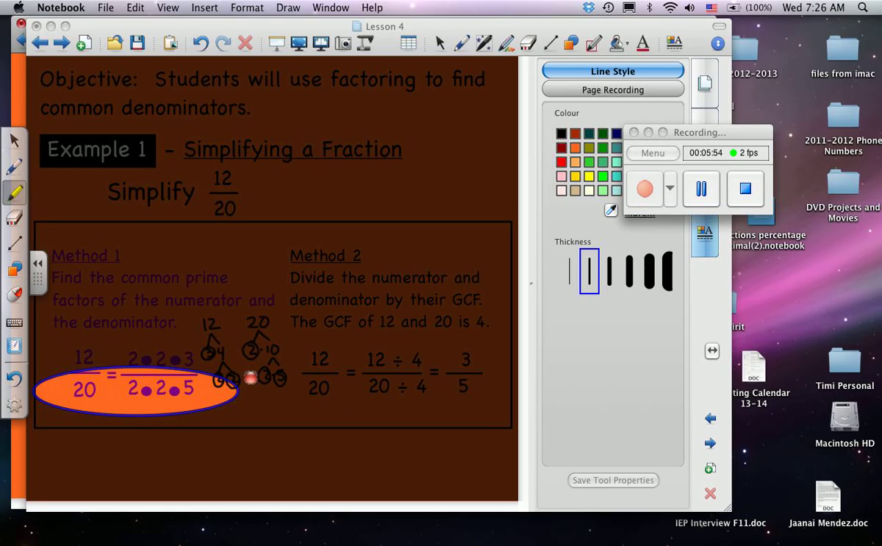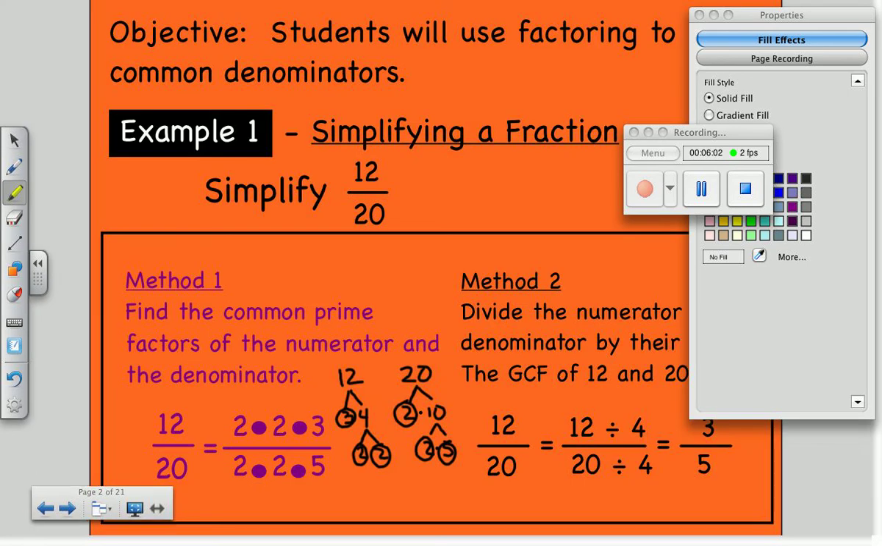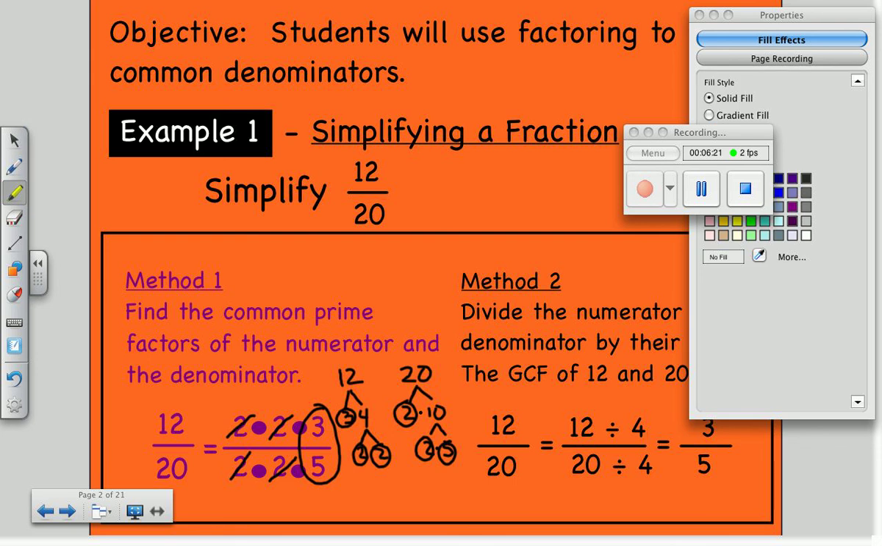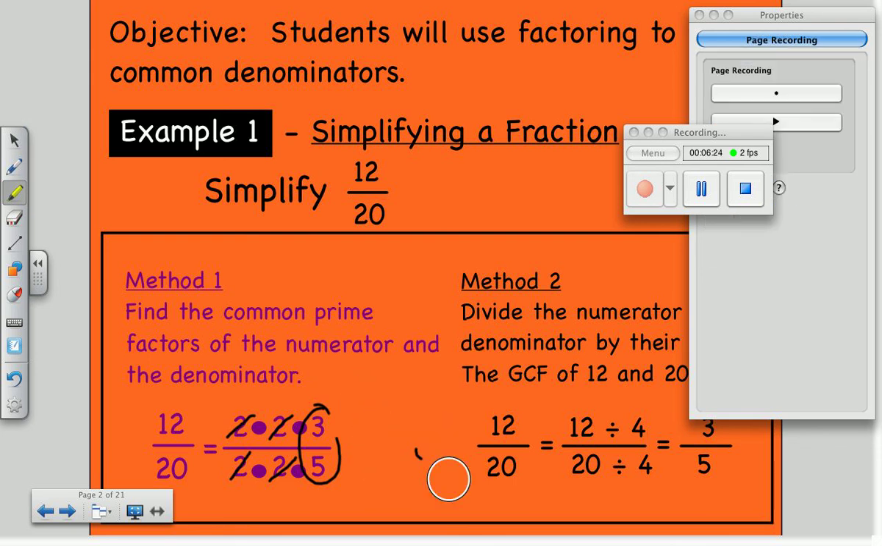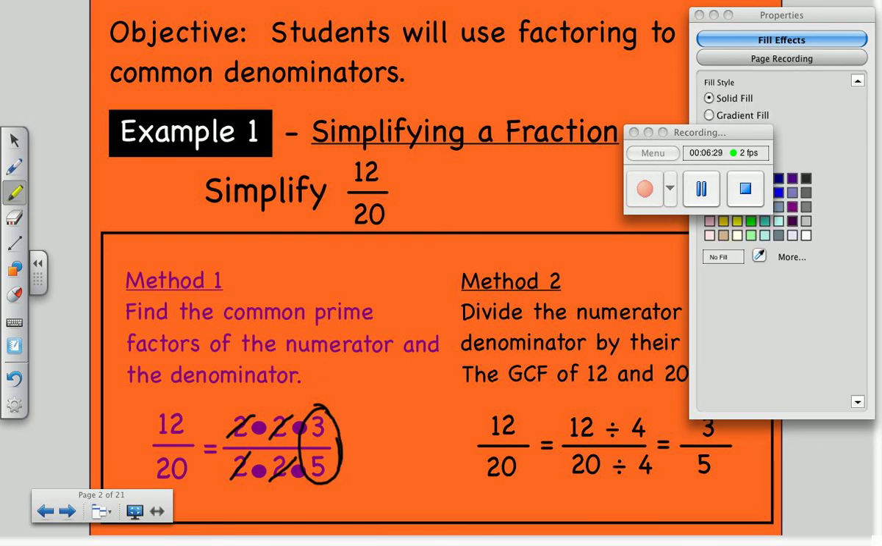Now, once I have my factor tree and I have my prime factors, I can cancel them out. So I have a 2 and a 2, a 2 and a 2, and now what's left? 3/5. This is how I reduce 12/20ths to 3/5. So that's one way. If this is the way you're most comfortable doing it, then you can pause the video and write this one down.